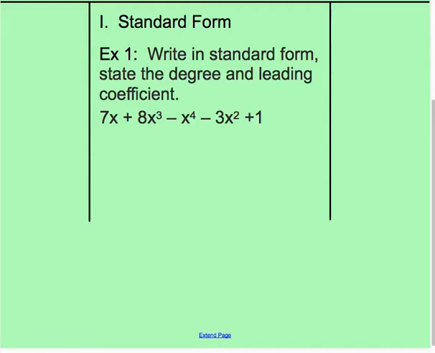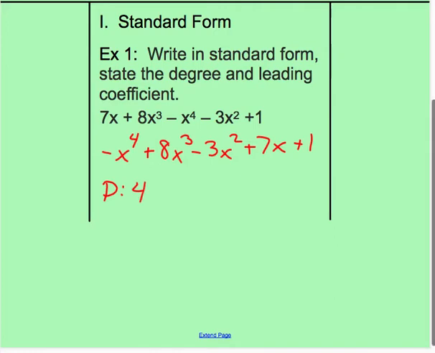So the highest power is x to the fourth with a negative in front. So that'll be what goes first. Then we've got a positive 8x cubed, negative 3x squared, positive 7x, positive 1. So that is in standard form. State the degree. The degree is the highest power. So we have a degree of 4.